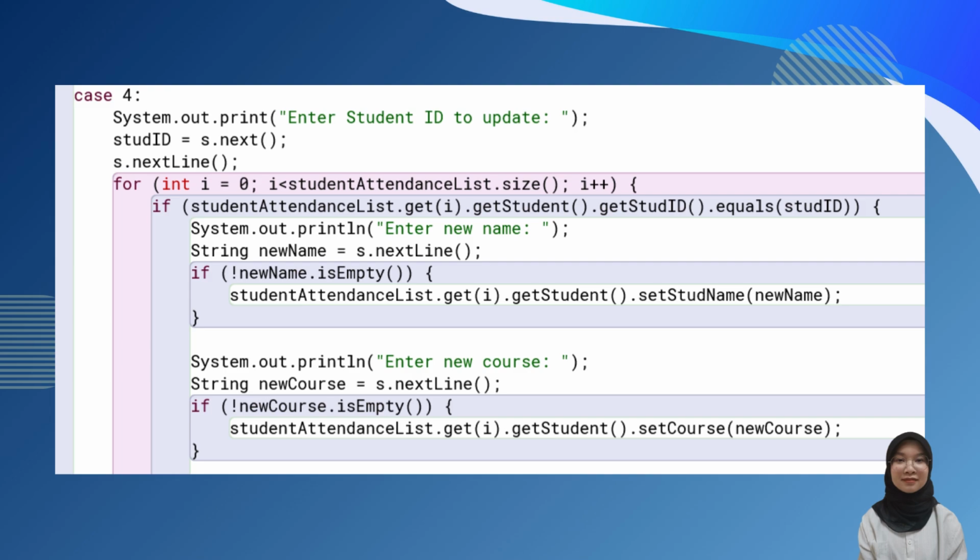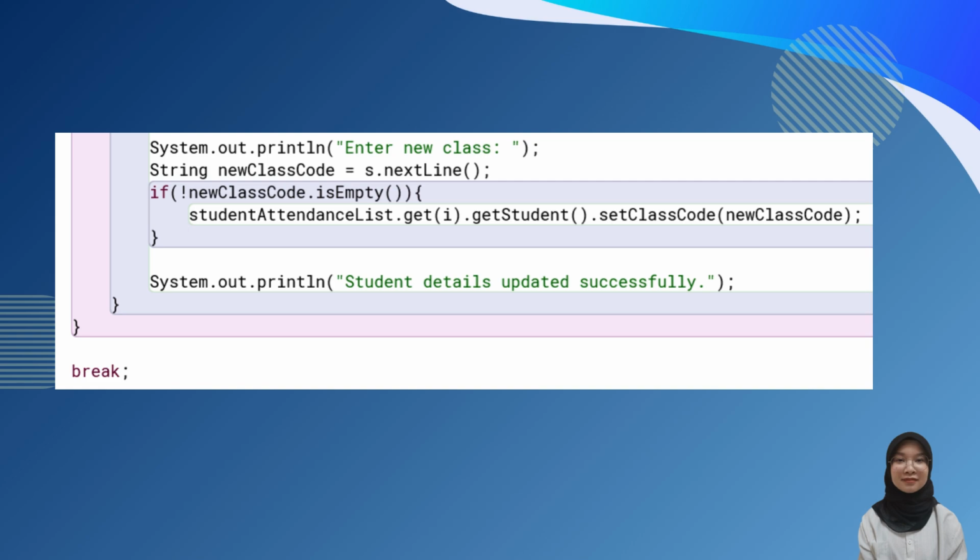So next is case 4, which is for updating the student details. Firstly, the program will ask the user to enter the student ID to update. Then, if the student ID that was entered by the user matches the existing student ID in the student attendance list, the program will ask the user to enter a new name, a new course, and also a new class code, which then sets the student name, course, and class code to the new data.